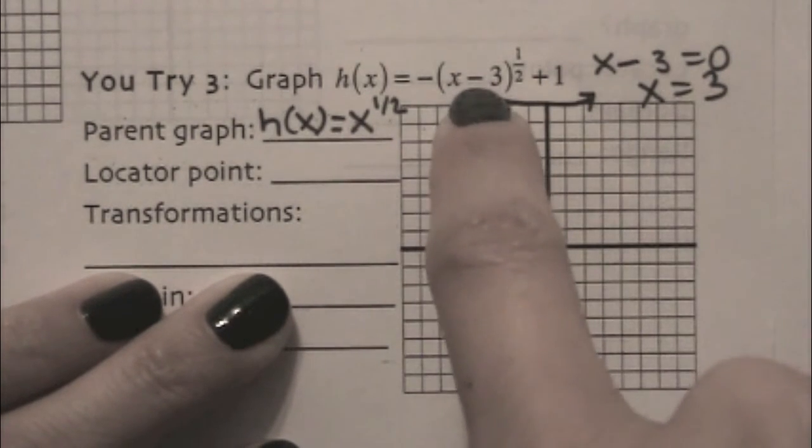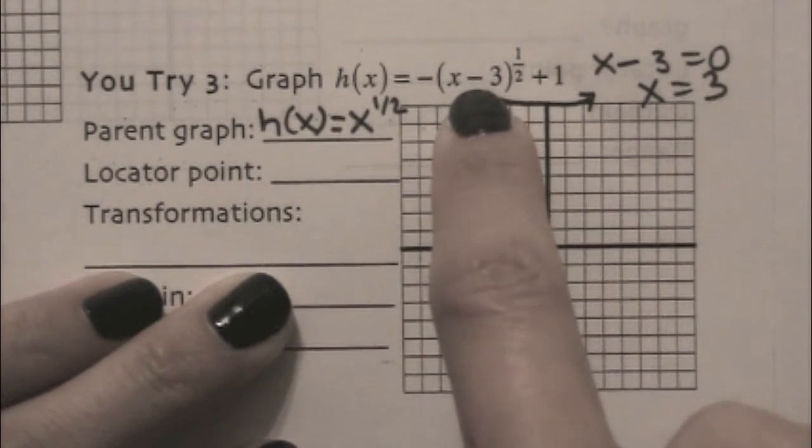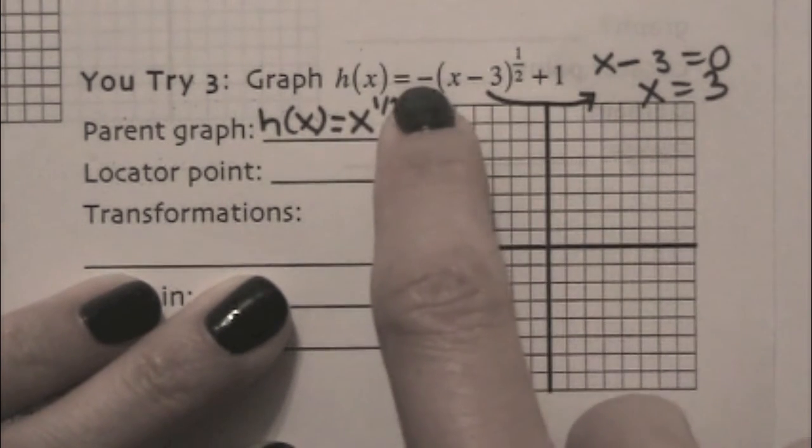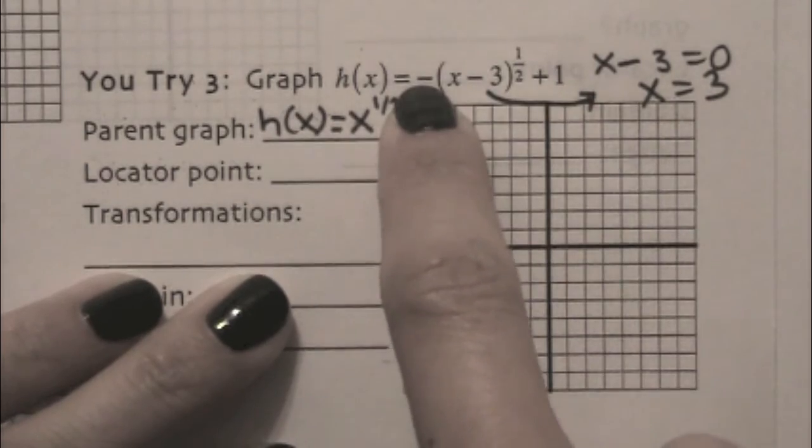Again, any number with the x is going to shift horizontally. Any number on the outside will be a vertical shift. And then we do have the reflect across the x-axis, negative in front again.